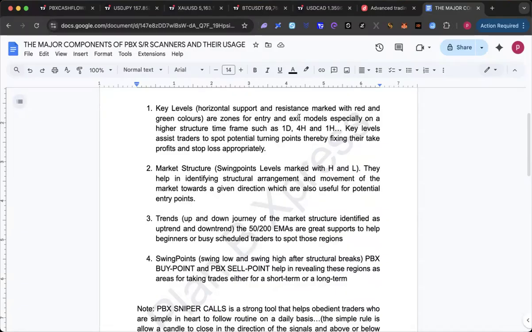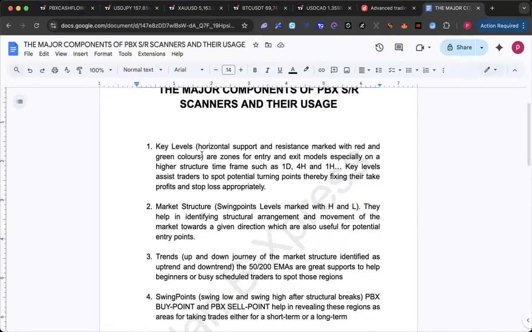Okay, so let's go. Number one, key levels. Now, key levels, we see this, the horizontal support and resistance marked with red and green colors, right? They are zones for entry and exit models, especially on a higher structure time frame, such as daily, 4 hours, and 1 hour. The key levels assist traders to spot potential turning points, thereby fixing their take profit and stop loss appropriately.